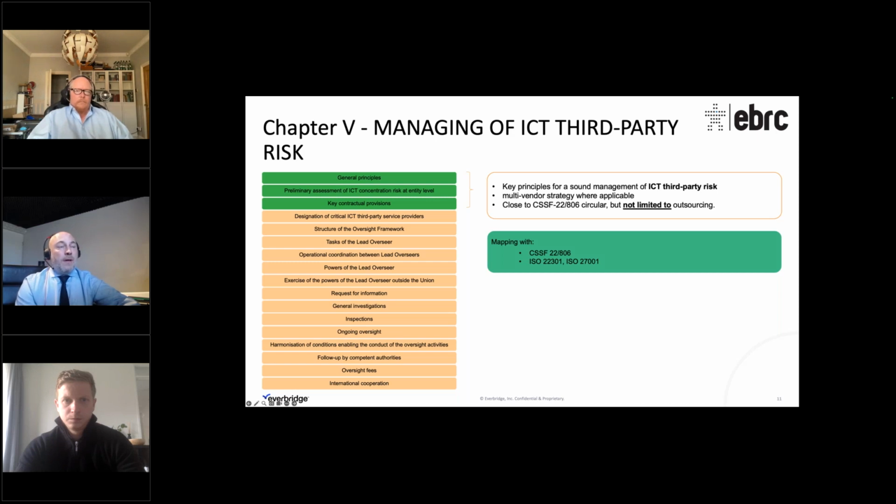Chapter 5 is about how best to manage your ICT third parties. As you know, in the BCMS or ISMS, you have all you need in terms of articles, clauses, and best practice with the ISO standards to perform questionnaires in order to monitor and follow up your critical suppliers. That's the key principle for sound management of ICT third-party risk, and you have to have a multi-vendor strategy when applicable, and you have to consider outsourcing. If your circular in your country is limited or not to outsourcing, you need to take this into account as well, and that's within ISO 22301 or the ISO 27K as well.